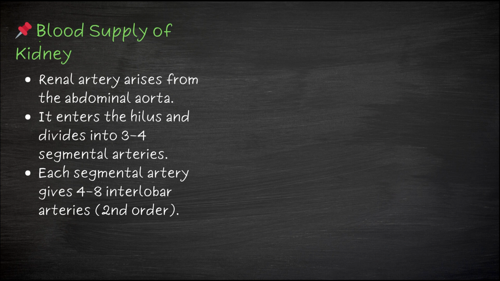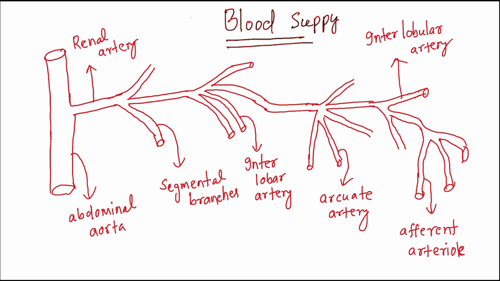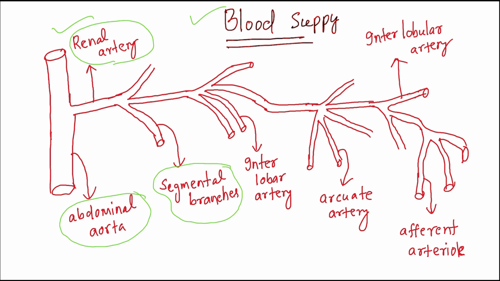Then we discuss the blood supply of the kidney. I will explain this with the help of one diagram. The kidney gets blood from the abdominal aorta. The abdominal aorta gives branches called the renal artery, the left and right renal arteries. The renal artery enters the hilum of the kidney. First it gives branches called segmental branches. So this is the renal artery, and these are the segmental branches.